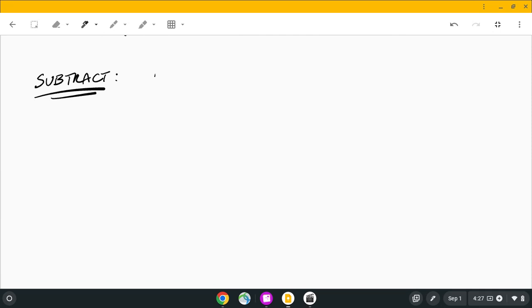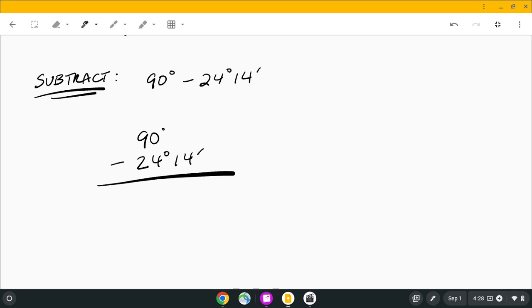Okay, so let's do 90 degrees minus 24 degrees and 14 minutes. Now, I'm going to go ahead and rewrite this vertically so that it makes a little more sense why we need to borrow. So 90 degrees, and we want to subtract 24 degrees and 14 minutes, right? It's kind of like decimals. We can't subtract the 14 part. We need something here. So I'm going to go ahead and borrow a degree.